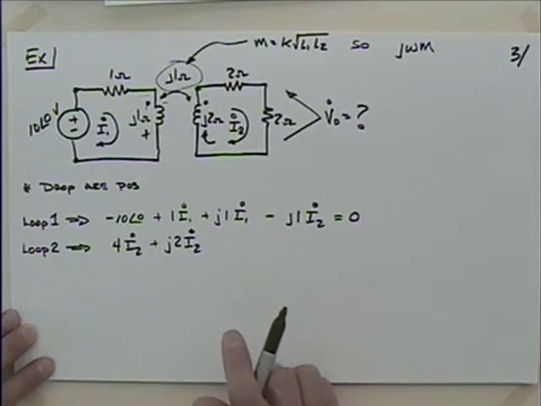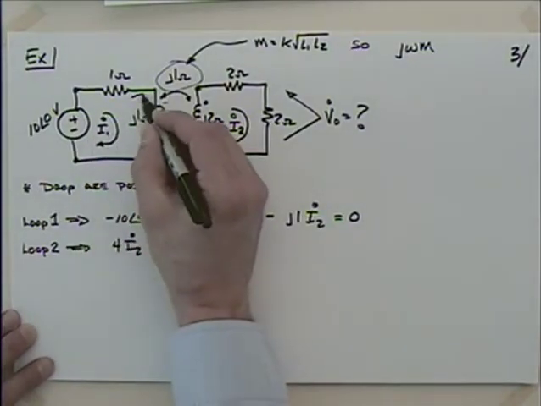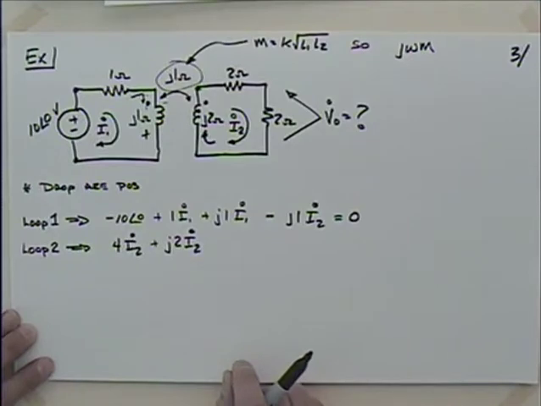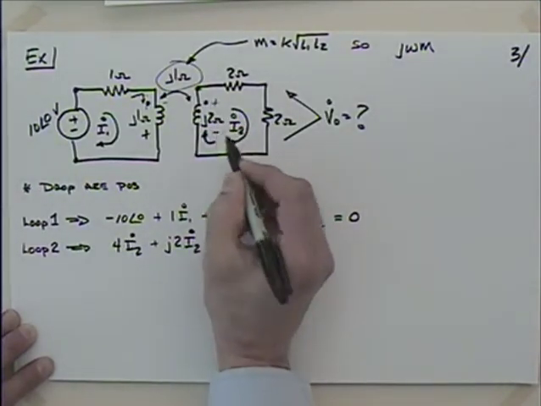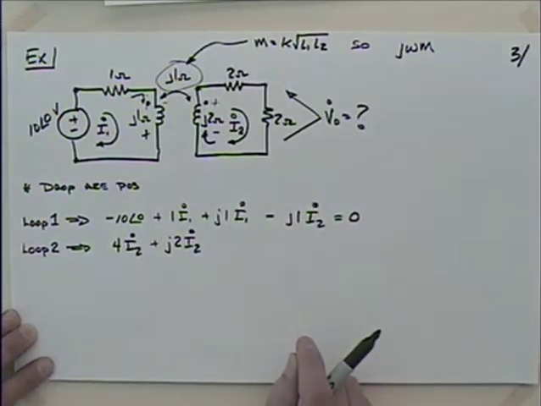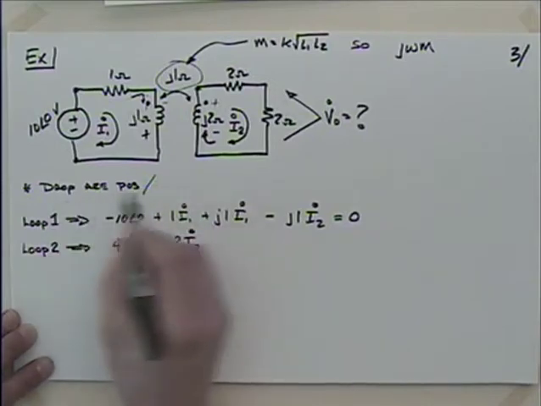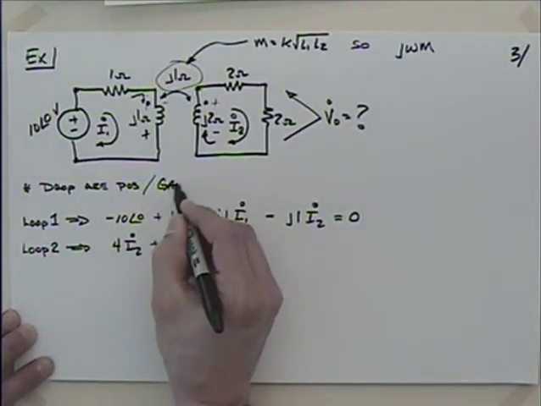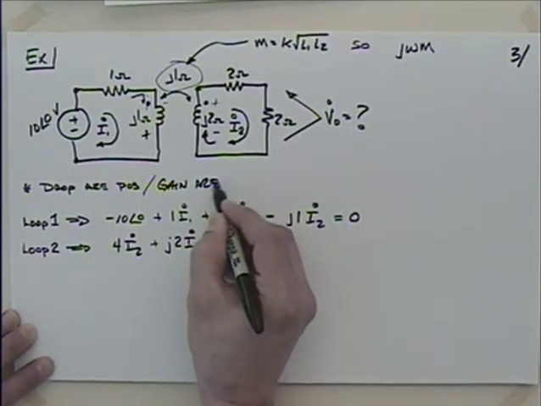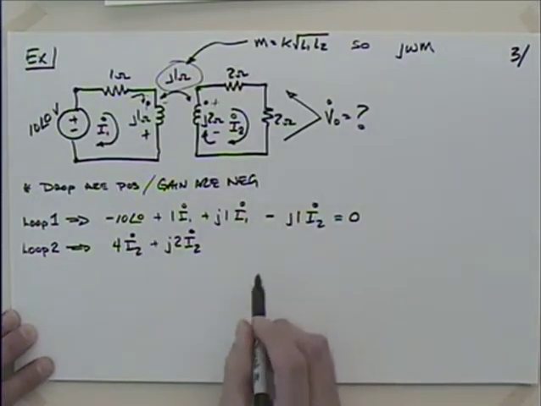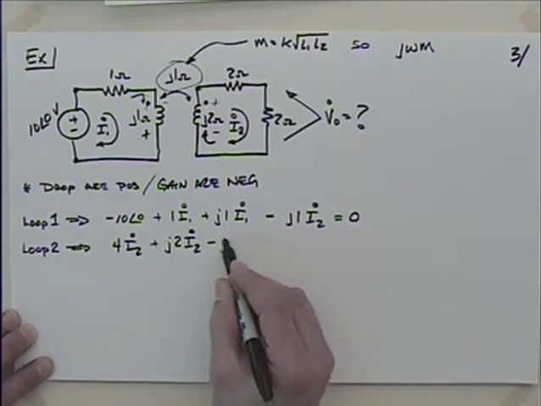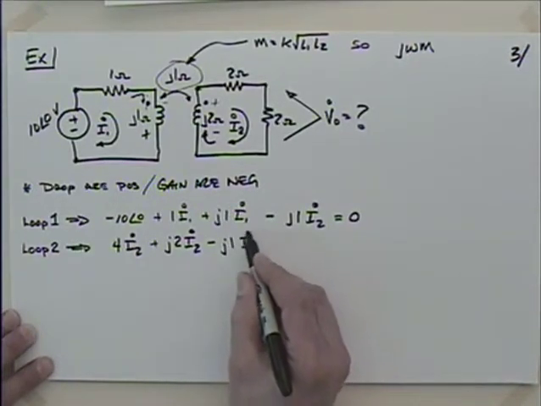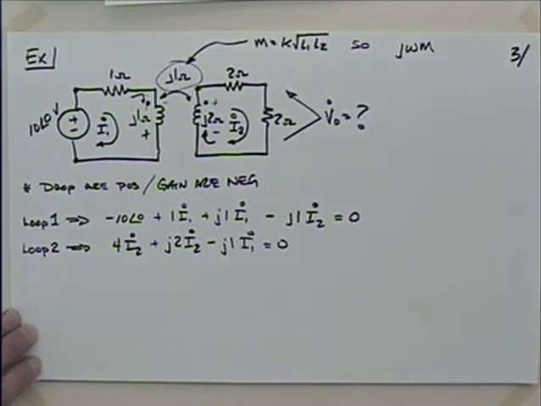So now I have to do the mutual term, and this I1, it does what? It enters the dot, doesn't it? So what's that going to make over here? It's going to make that positive. So as we went around here, we went from negative to positive. Yeah, so we said drops are positive, gains are negative. So we have a negative j1 times I1, and that's equal to 0.